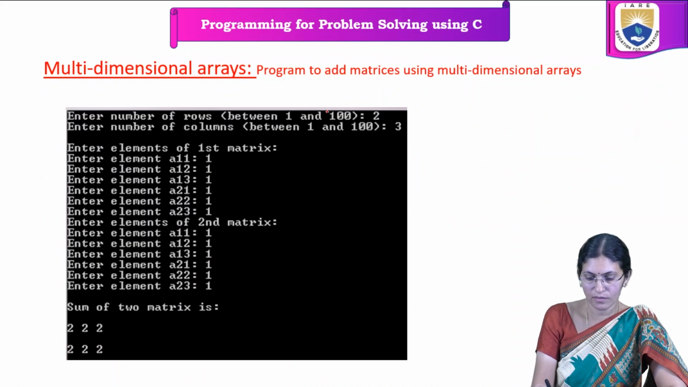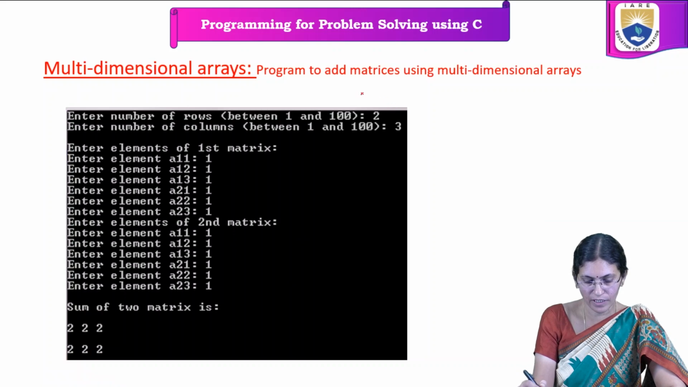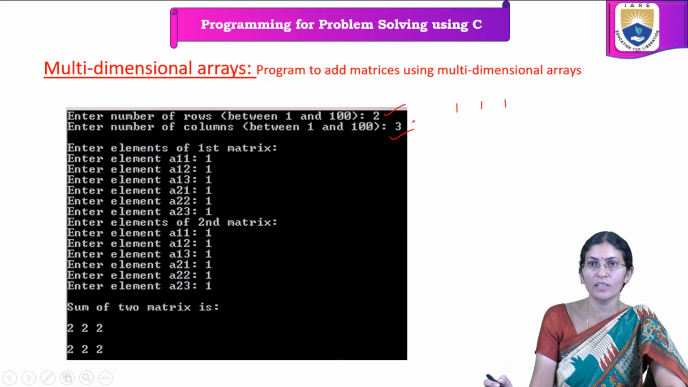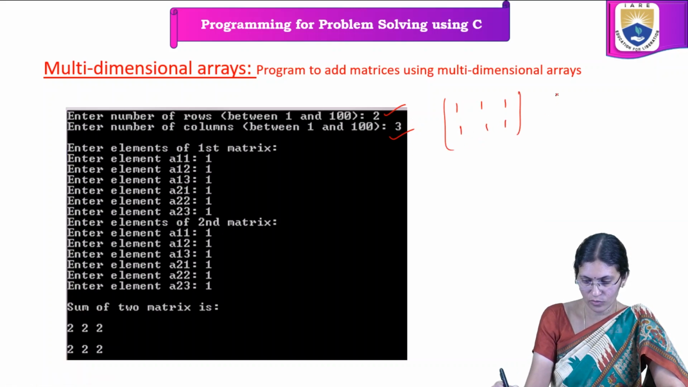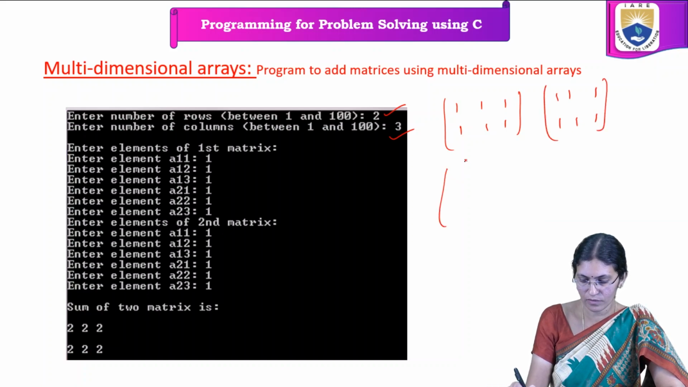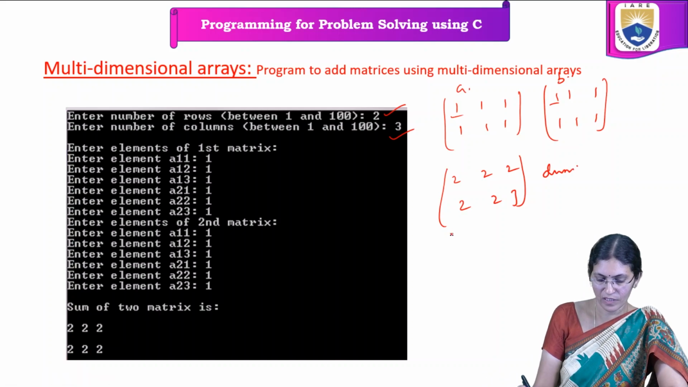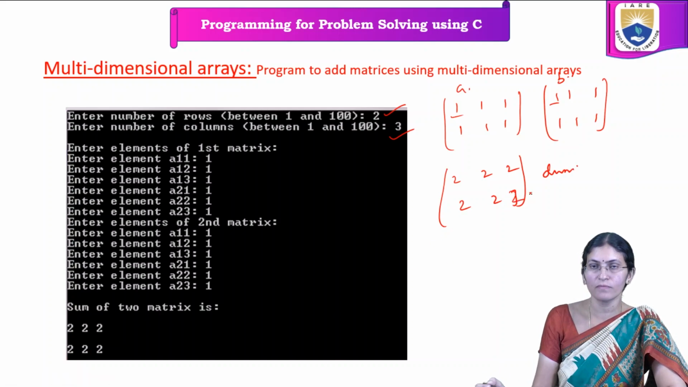Next, this is another test case where we have entered two rows and three columns. All the elements we have entered as 1. Two rows and three columns means 2 3s are 6, so 6 elements will be there in each matrix. So 1, 1, 1, 1, 1, 1. The output will be 1 plus 1 is 2, 2, 2. So this is array A, this is array B, and this one is array sum. So this will be the output.